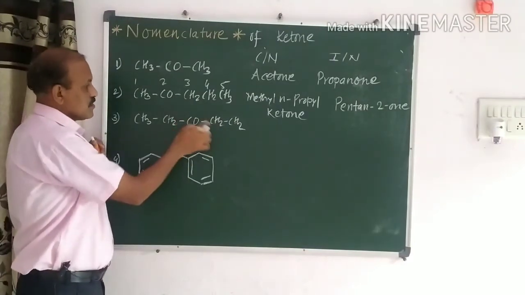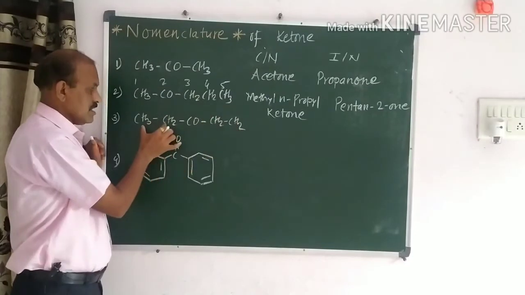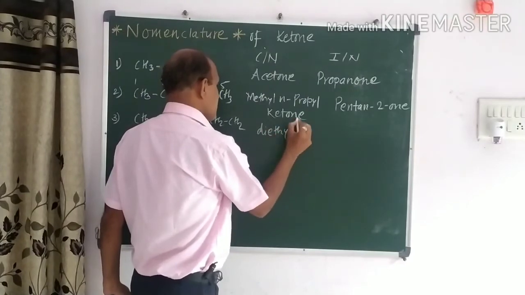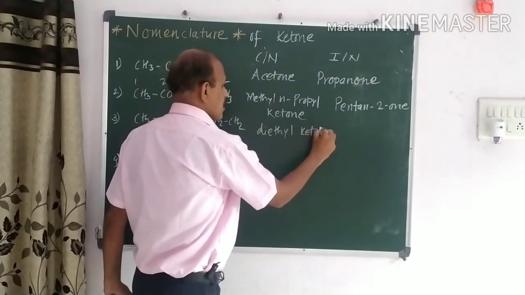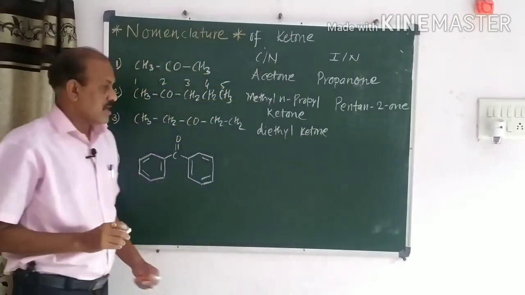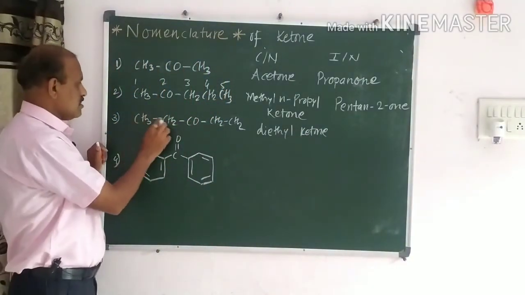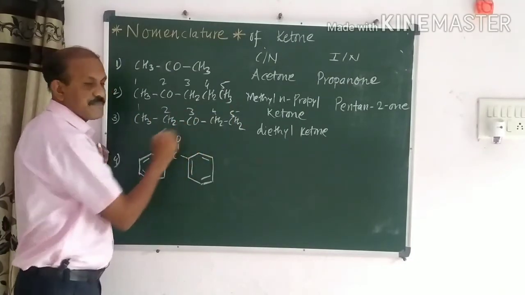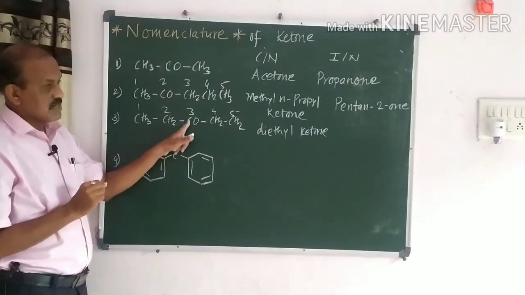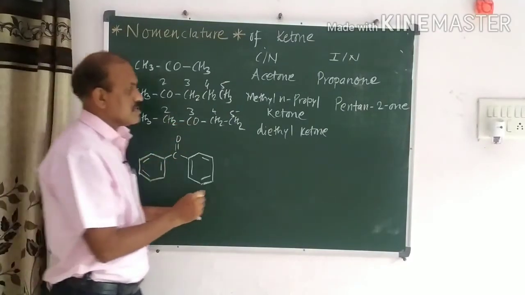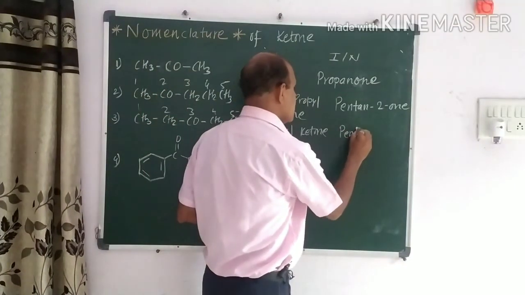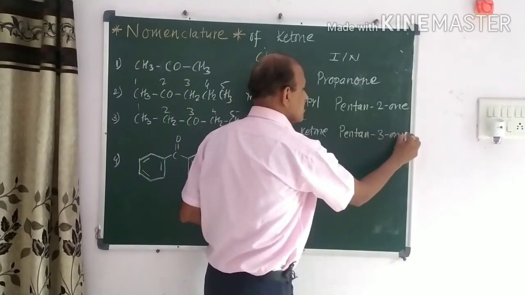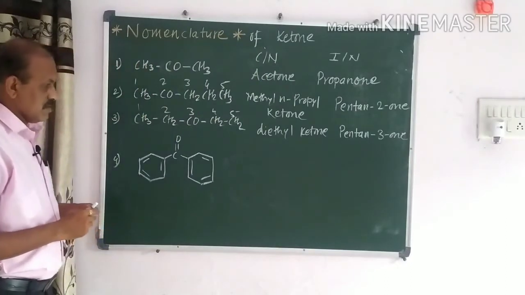Then in the same manner, we have to observe that across this carbonyl there are two groups. No doubt this is the ethyl group, this is the ethyl group. So we can write directly diethyl ketone. And if you give the numbers to this now, 1, 2, 3, 4, 5, on the third position there is the ketonic group. So while giving the name to this, we can write just like this: pentan-3-one. So it is important.